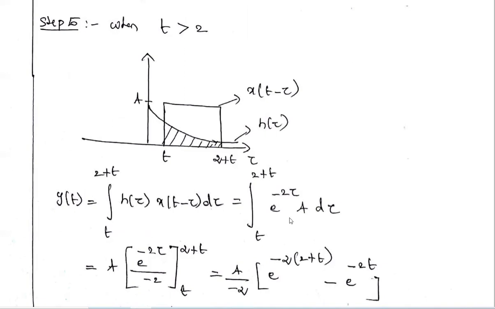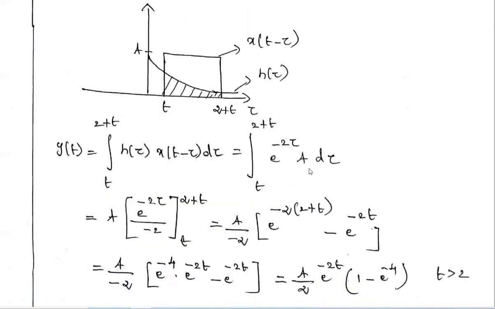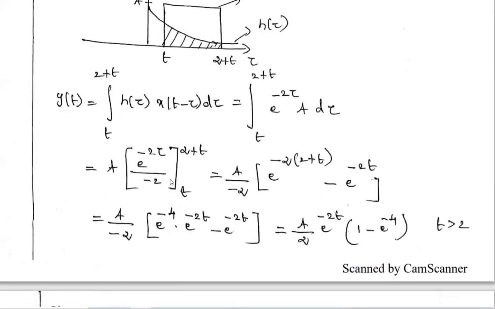So what is h of tau formula? E power minus 2 tau. What is x of t minus tau? It's a constant value a. So here you take a as a common, then you integrate it. So e power minus 2 tau by minus 2 with the limit t to 2 plus t. So this minus 2 you take it as a common, then you substitute the upper limit, then minus of e power minus lower limit.